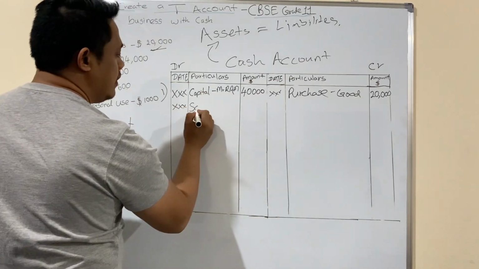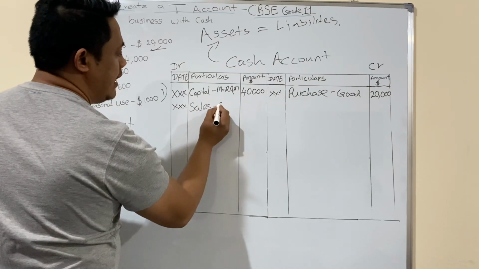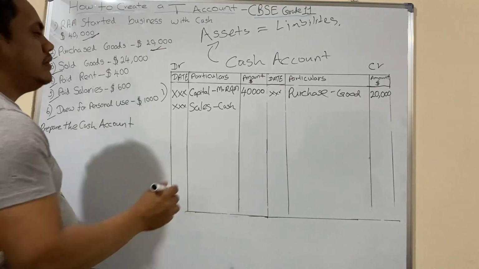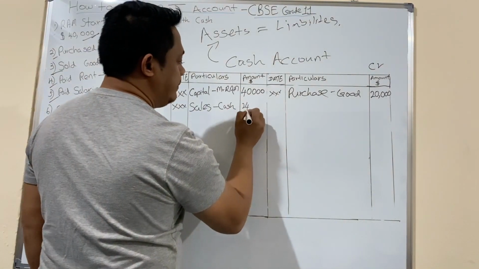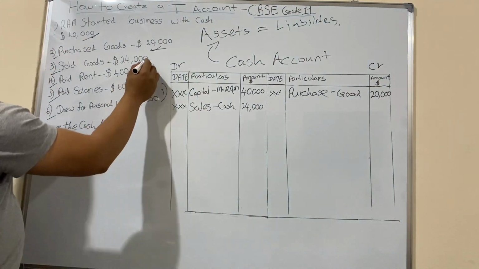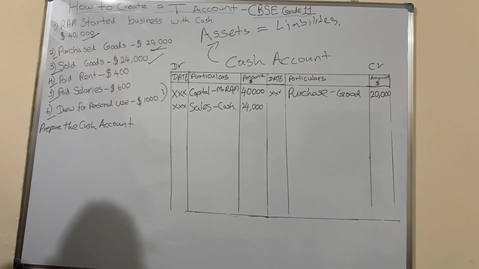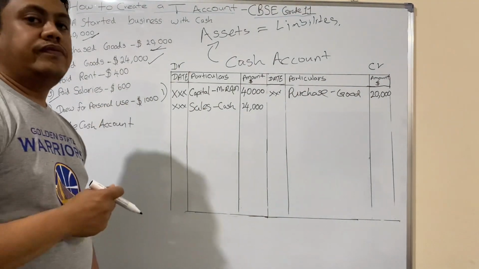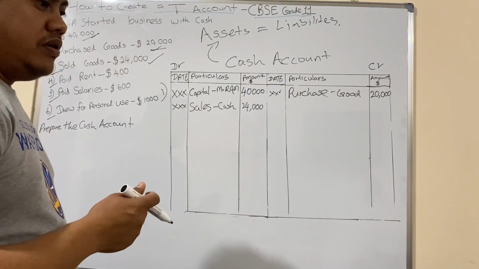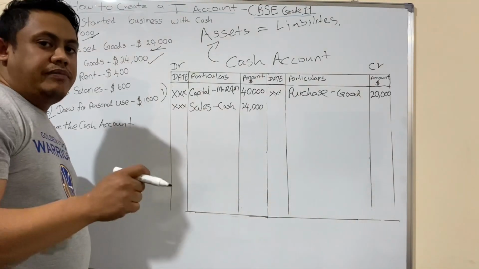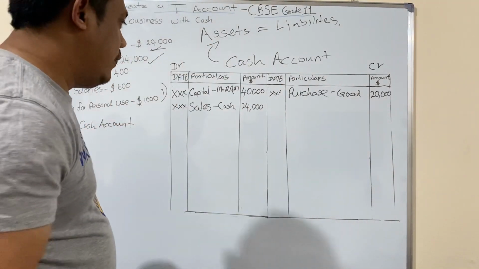So sales, cash, how much? 24,000. Okay, so that transaction is also finished. Now paid rent. Now this Ram wants to pay the rent for his shop or for his business. He wants to pay rent. Now what will happen? His cash will go out.